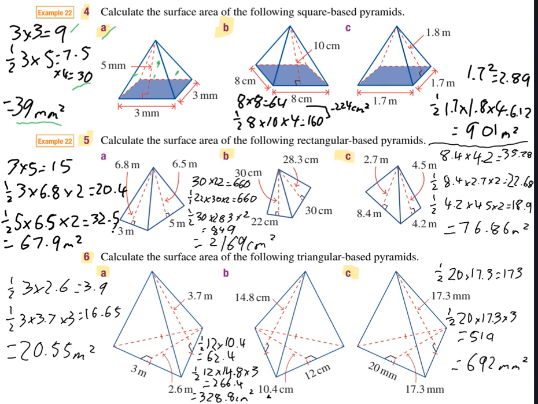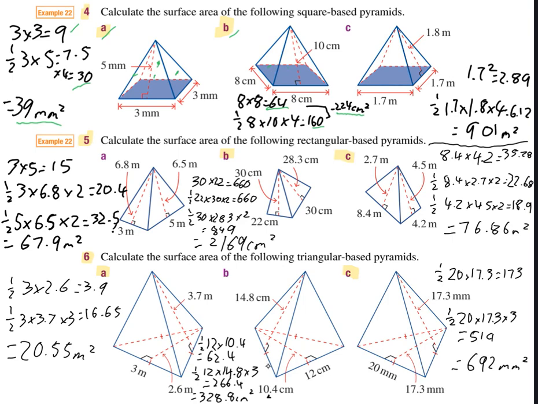Exactly the same procedure for the next one. 8 times 8 will be your colourful base down the bottom. And then after that, half base times height for 4 of them. Your base is 8, your height is 10. 8 times 10 multiplied by 4 different sides for your square base pyramid gets 160. Add those two numbers together, you get your answer of 224 centimeters squared.